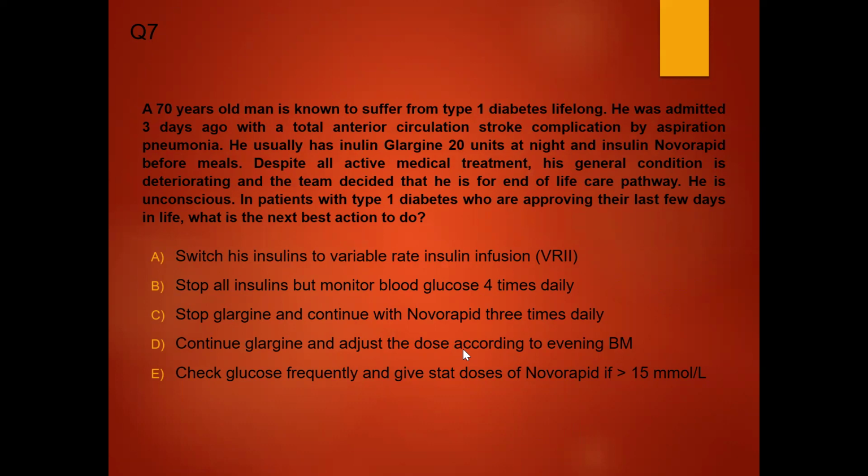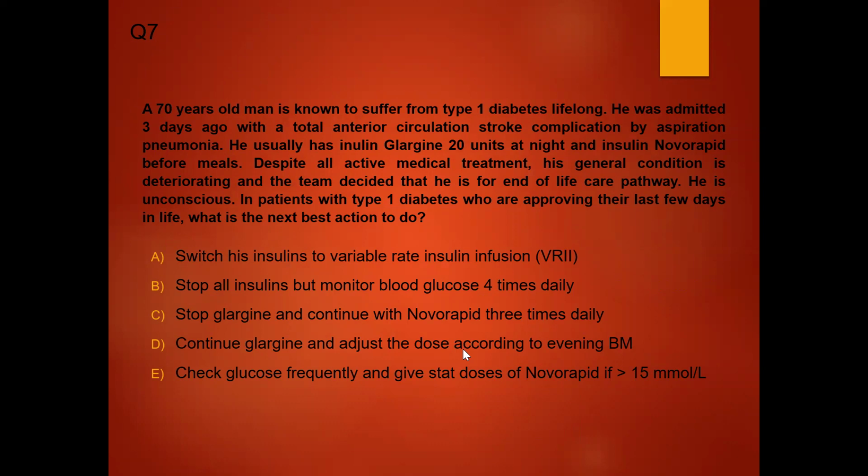Should we switch his insulins to VRII? Should we stop all his insulins but monitor his blood glucose 4 times daily? Should we stop his glargine and continue the NovoRapid 3 times daily? Should we continue glargine and adjust the dose according to the evening BM? Or should we check glucose frequently and give stacked doses of NovoRapid if it is more than 15 millimoles per liter? Again, a very important guideline tested in this question number 8, very important for exams.